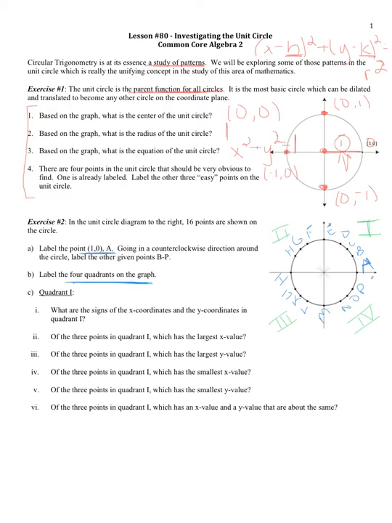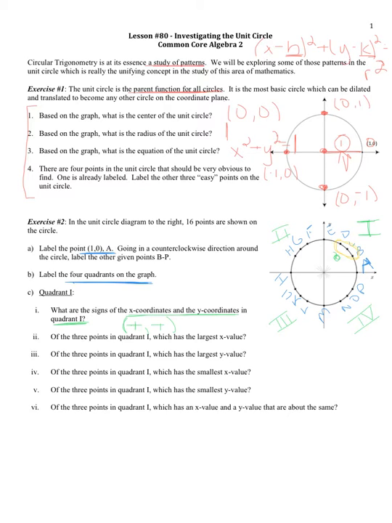Now we're going to answer some questions about these. If we are in quadrant 1, what are the signs of the x and y coordinates? If I'm up here, any point in that quadrant has a positive x value and a positive y value. Now we're going to talk about the 3 points that are in that quadrant. When I talk about those 3 points, I'm talking about these.